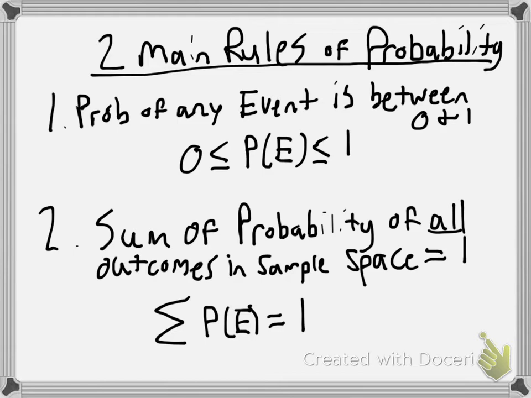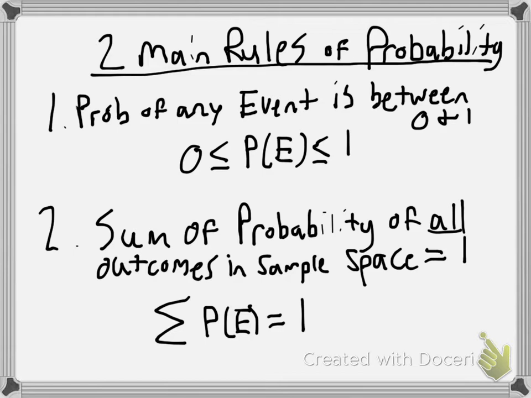It's so important. The first rule is that the probability of any event needs to be between 0 and 1. So it could be equal to 0 or it could be equal to 1. If it's equal to 0, we say it's impossible or it hasn't happened yet. And if it's equal to 1, we say it's certain or has happened all the time. But the probability of any event needs to be between 0 and 1. That should make logical sense.